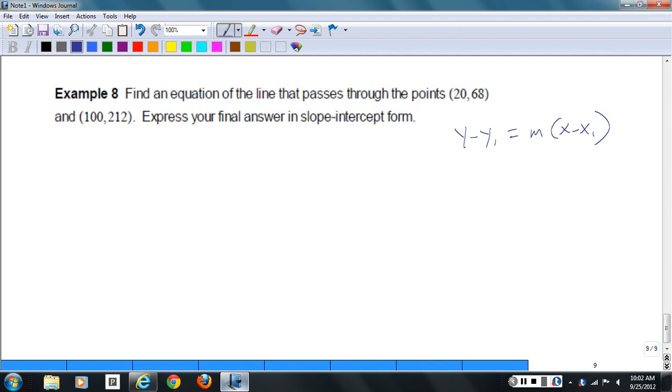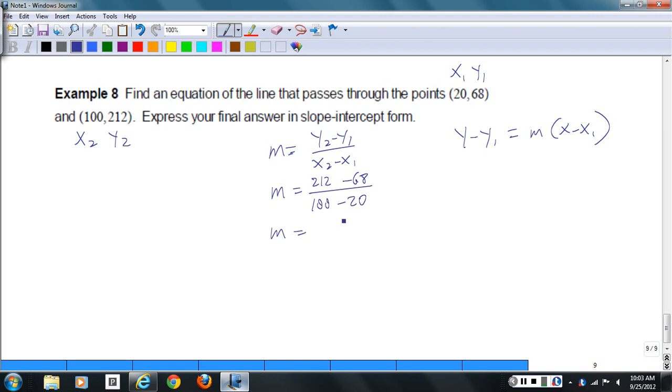Is it like y2 minus y1 over x2 minus x1? Yes. y2 minus y1 over x2 minus x1. We use the slope formula and we find the slope. So m equals 212 minus 68. That is, assuming I call this one x sub 1, y sub 1, and call this one x sub 2, y sub 2. The difference in the y's, we're going from 68 to 212, so 212 minus 68, over the difference in the x's, 100 minus 20. And I don't know, maybe calculator time.